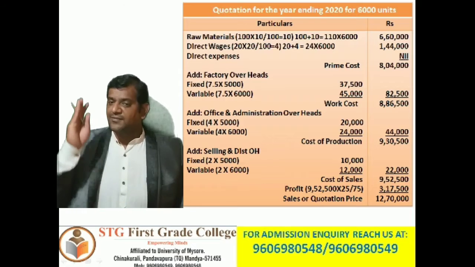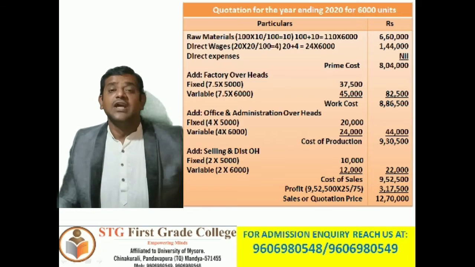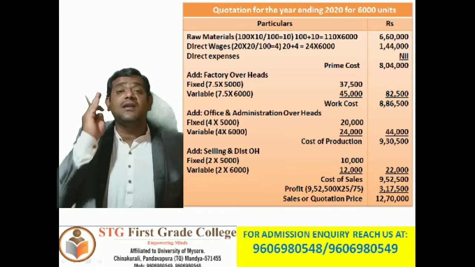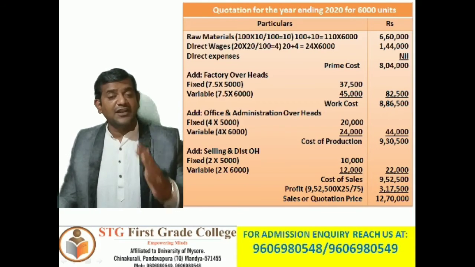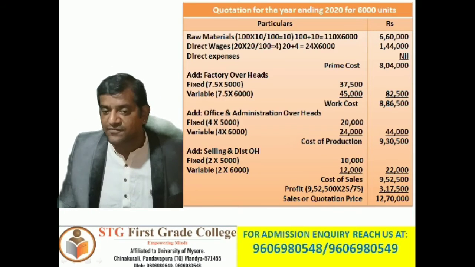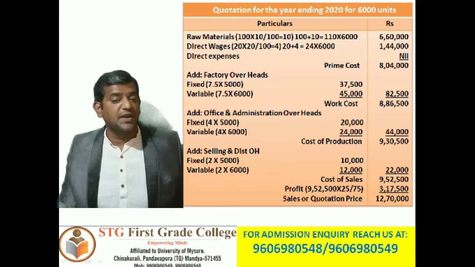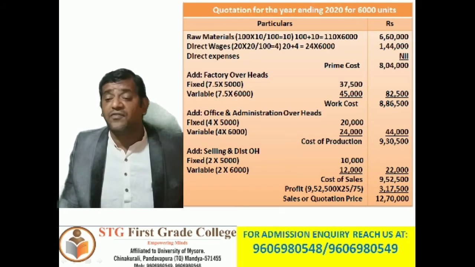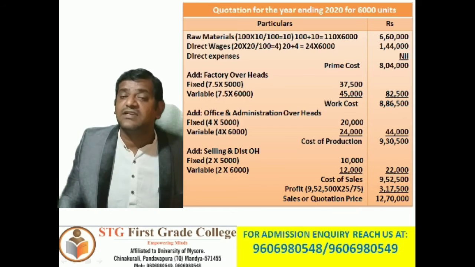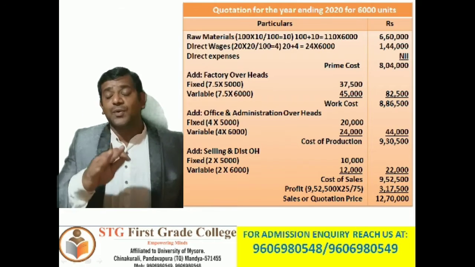How much cost of sales? 9,52,500. So profit by applying the same formula, percentage divided by 100 minus percentage. So profit percentage is 25%. So 25 divided by 100 minus 25. So 25 divided by 75 on cost. So what is the cost price? 9,52,500. So profit equals 9,52,500 into 25 divided by 75. So that profit ultimately is 3,17,500.